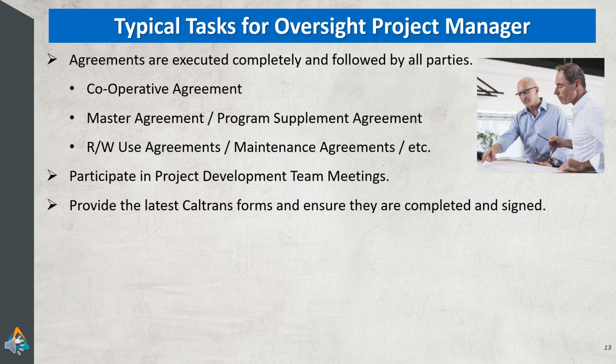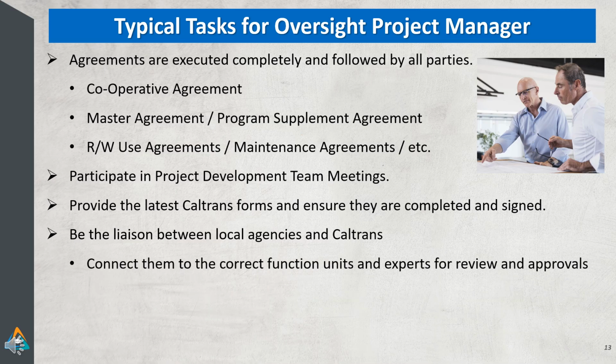Providing the latest Caltrans forms and ensuring they are completed and signed by the proper local agency personnel seems trivial. However, a lot of repeated work is caused by wrong forms and inappropriate approvals. Getting them completed correctly and on time keeps the project moving smoothly. Most time spent by an oversight project manager is doing liaison work. During the project development process, Caltrans experts need to be given the opportunity to review and approve each step or feature, since we are likely to own part of the end product after the project is complete.